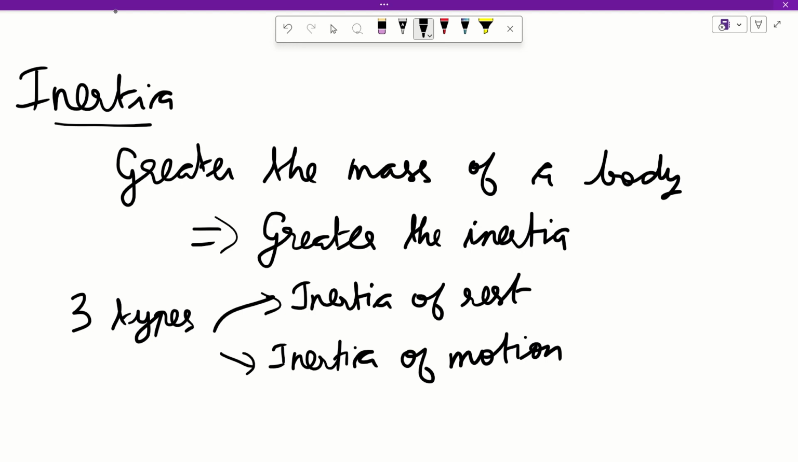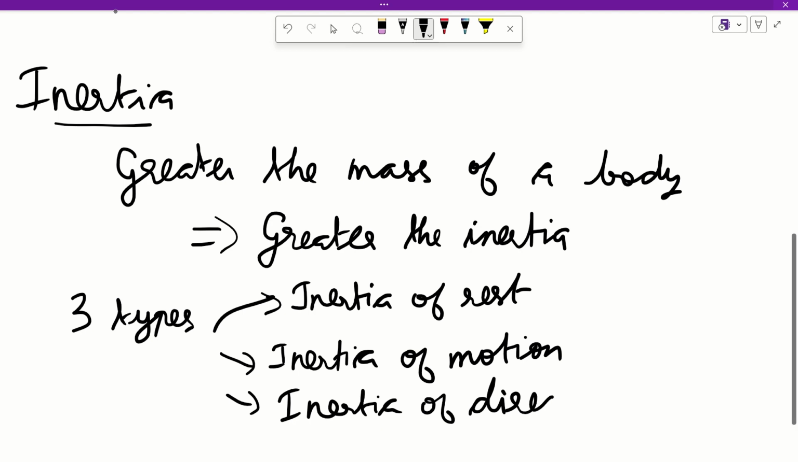The last one is inertia of direction. It is defined as the inability of a body to change by itself its direction of motion. Okay, so this is all about inertia.